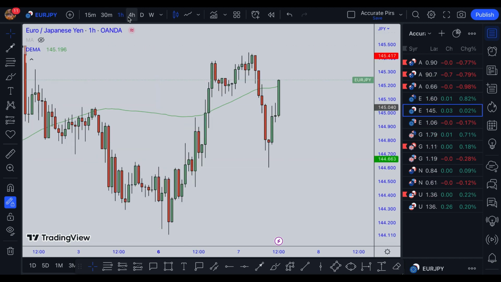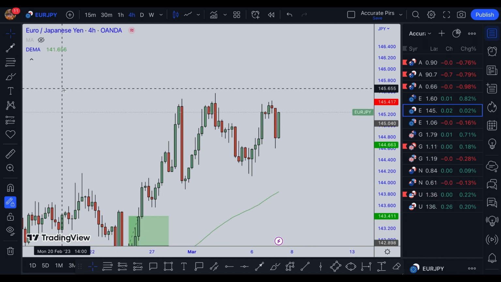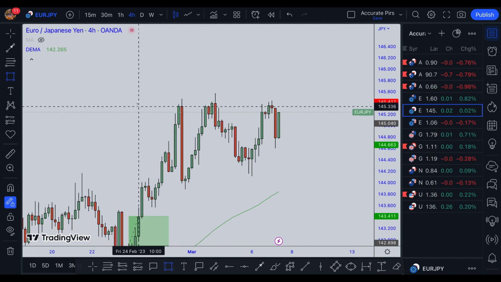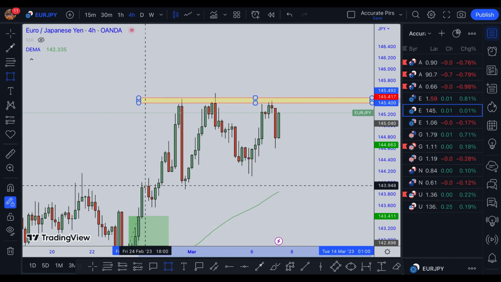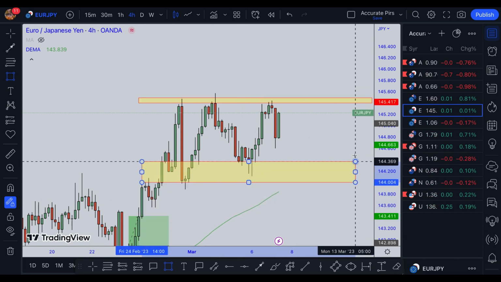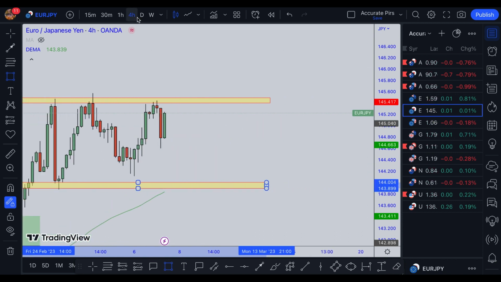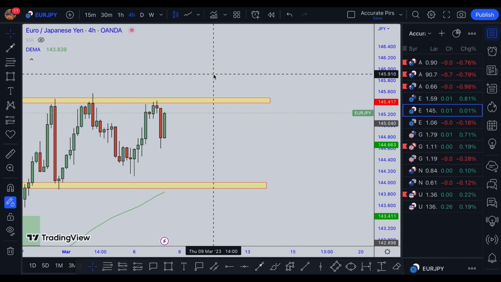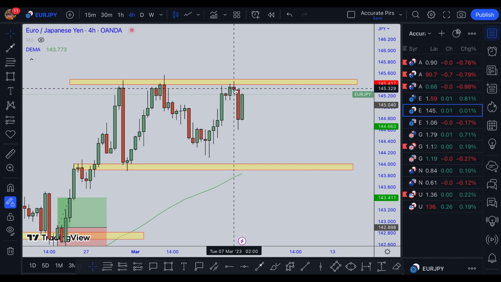Let's move on to Euro JPY. I'll be honest with you, with Euro JPY, I'm not seeing much, but I am seeing some nice resistance and support levels. This is our resistance level right here that we marked, and this is our new support level. With Euro JPY, yet again, it's a waiting game. We kind of missed this trade as well. This happened Monday night around 2 a.m.